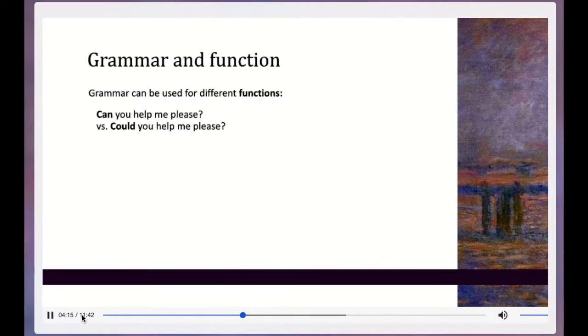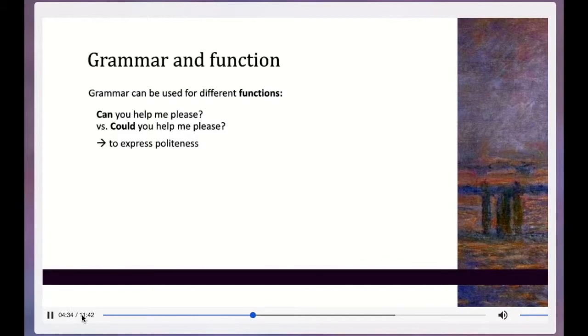Or could you help me please? Which form do you think is more polite? It is the past tense form could which is the more polite form for asking for a favor. A past tense form is considered less direct and thus more tentative and respectful.